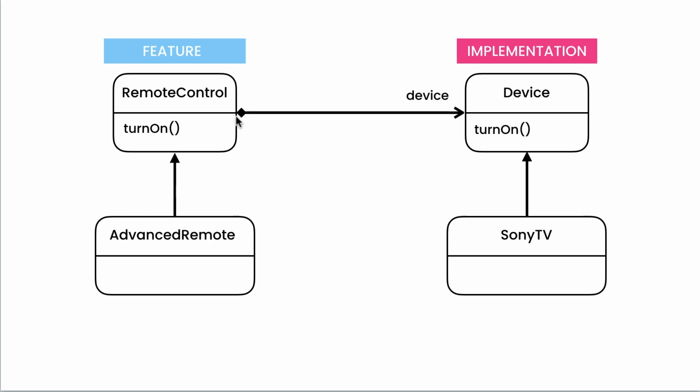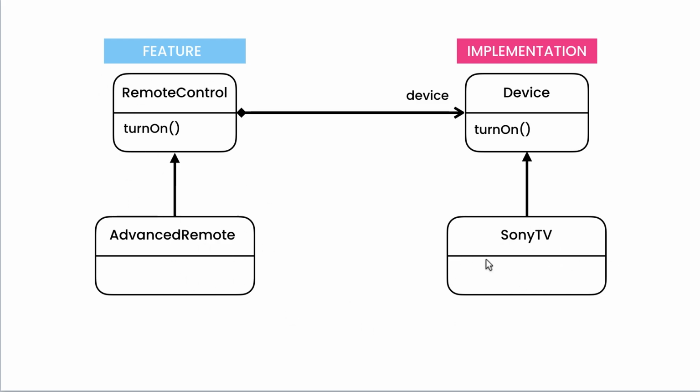Now we should add a composition relationship between the remote control and device classes. So a remote control targets a particular device. In practical terms, that means in this class, we're going to have a field of type device, and we're going to initialize this field using the constructor of the remote control. So when we want to create a remote control object, we're going to give it a real device implementation, such as a Sony TV. Now, what is interesting here is that nowhere in this hierarchy we see this class.